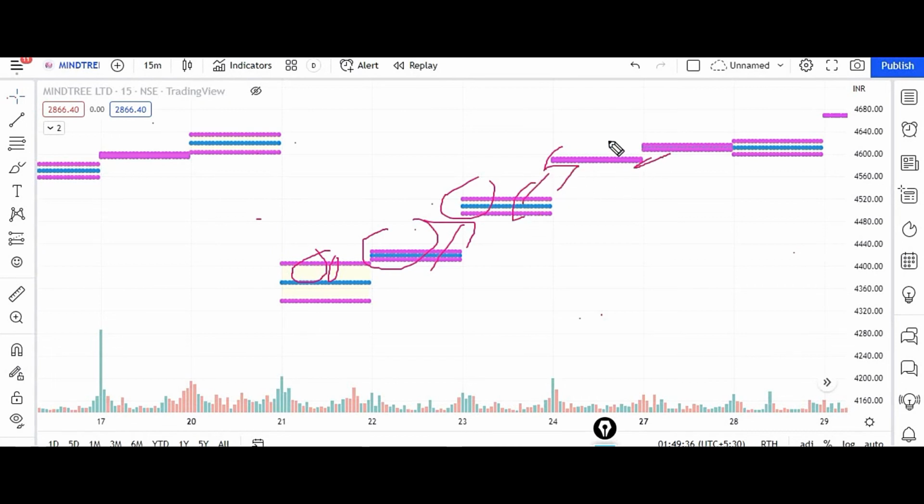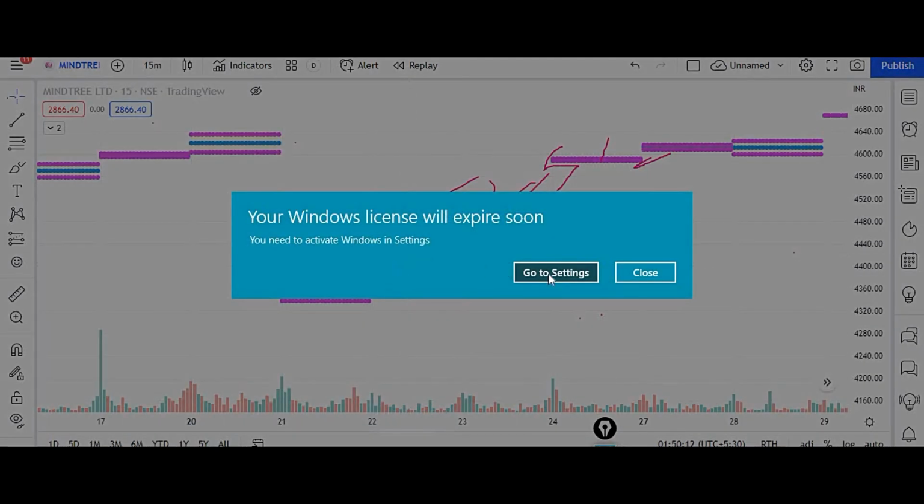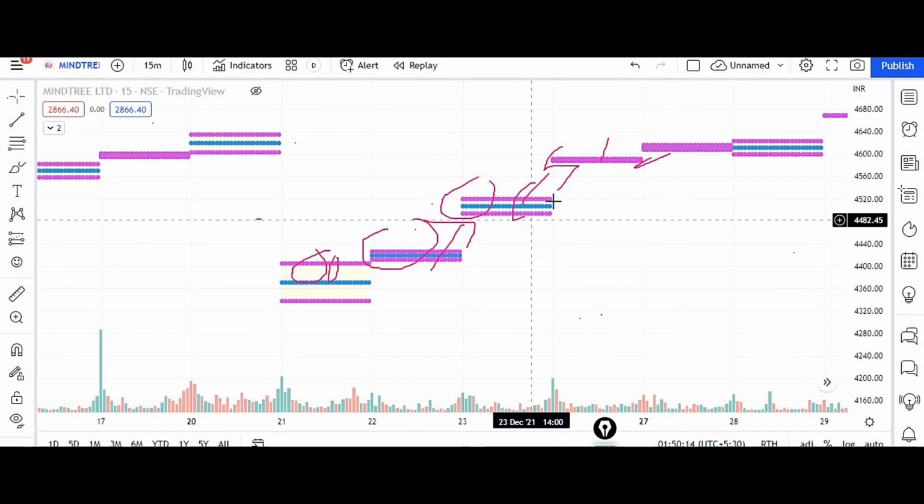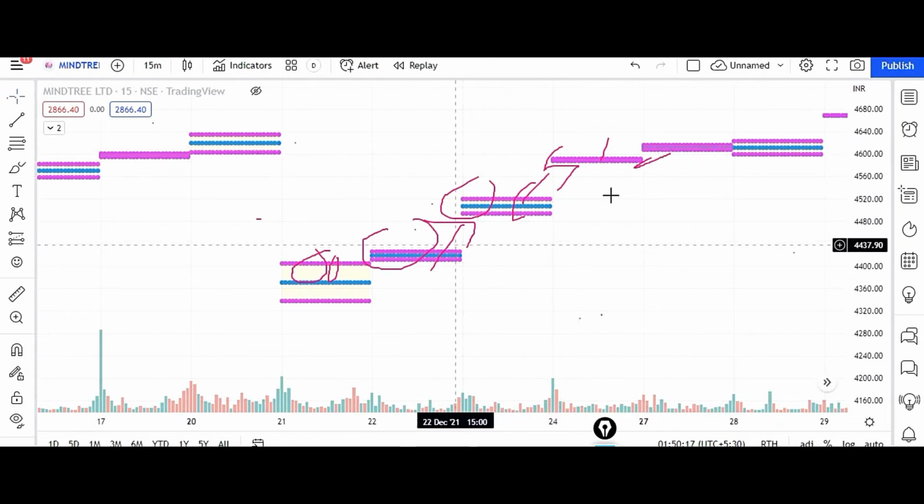This CPR is higher than this CPR, so this is in ascending order. This is an ascending CPR. If the next day's CPR is higher than the previous day's CPR, then it is called an ascending CPR. You understand, right? If consecutive days' CPR levels are in ascending order, then it is a total uptrend. If it makes consecutive higher CPRs, then the market is in an uptrend.